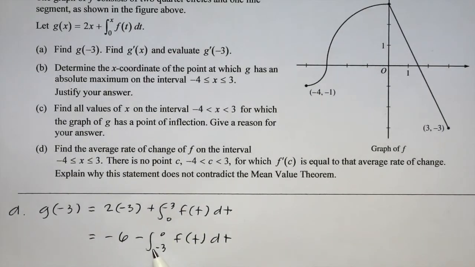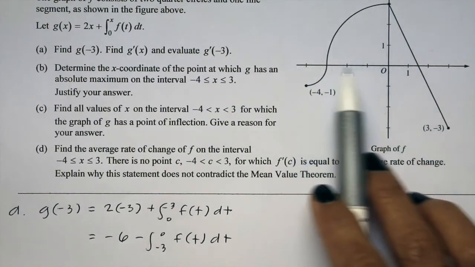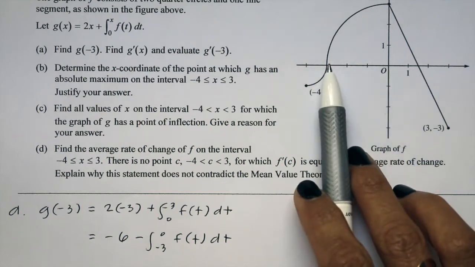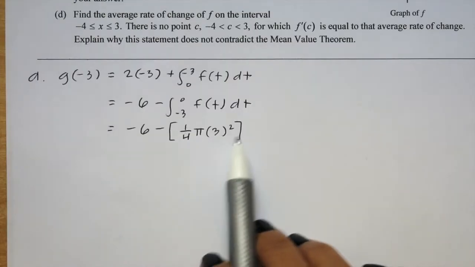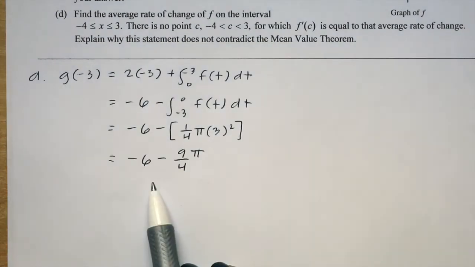Now right here it says the integral from -3 to 0 of f of t dt. And on the graph, if we go from -3 to 0, that's going to be this quarter circle with radius 3. So here I have written 1/4 the area of the circle with radius 3, so pi r squared, where r is 3. And our final answer is -6 minus 9/4 pi.